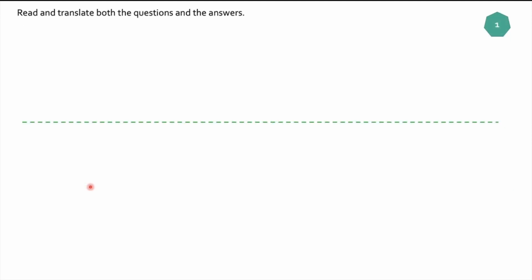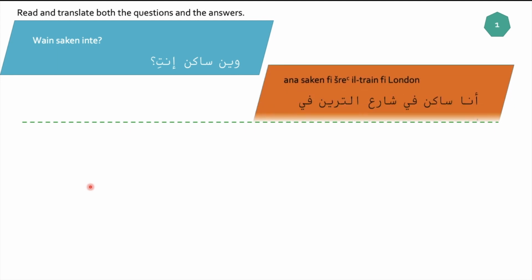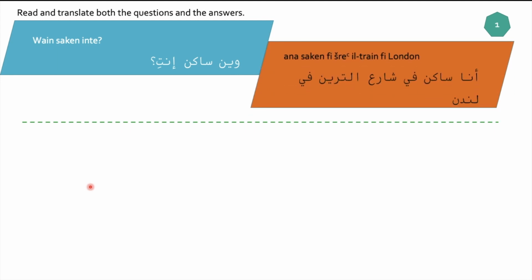ممتاز. Now I would like you to read and translate these, both the question and the answers. Let's start and use these active participles. So it says, وين ساكن أنت? And he says, أنا ساكن في شارع الترين في لندن. And the translation is, where do you live? And here it says, I live at the train station street in London. Always try to pause before I say it and the answer is, so you could try and guess, and then play the video back again, see whether you got it right or not, and keep practicing.